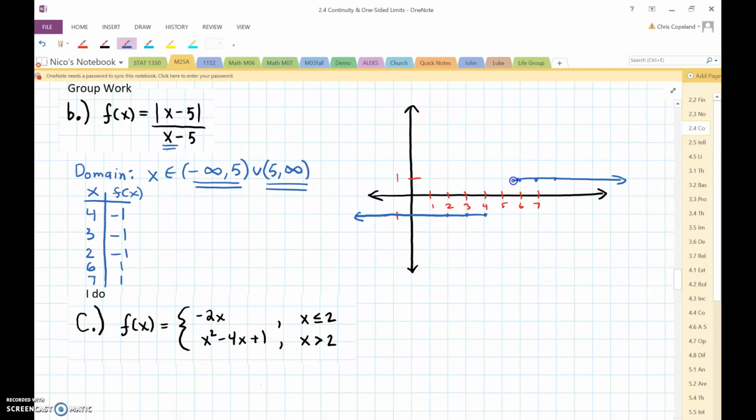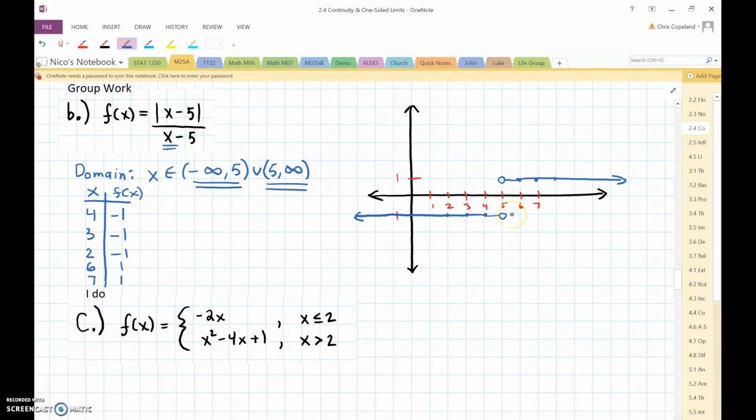5? So it's still going to be 1 until it gets to 5, then it would be an open circle, undefined. Same thing down here, as these points get closer and closer to 5, it's still going to be negative 1. Until you get right to 5, then it would be undefined.